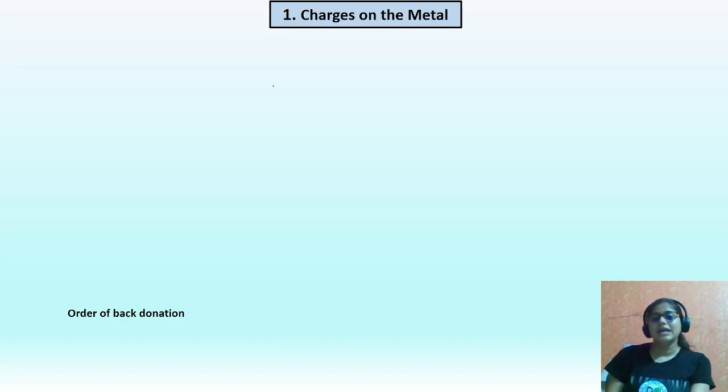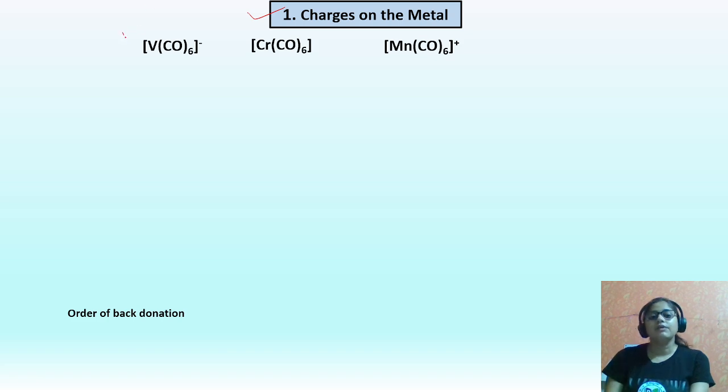So the first one is charges on the metal. This is very important. As the metal is donating, its charge can affect it. How? I will make you understand this with an example. Let's say we have taken these three complexes. What is the difference? One has negative charge, one is neutral, one has positive charge.